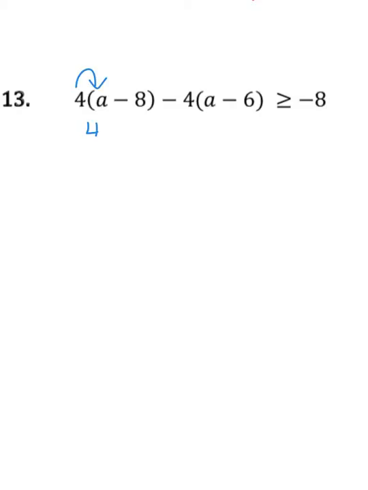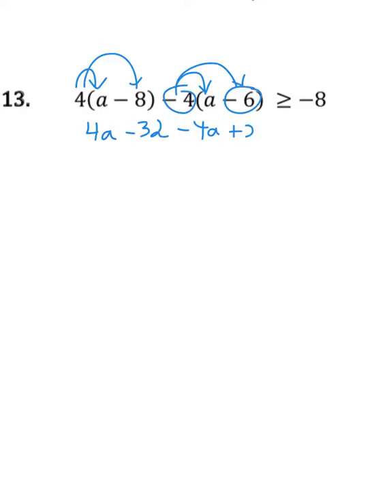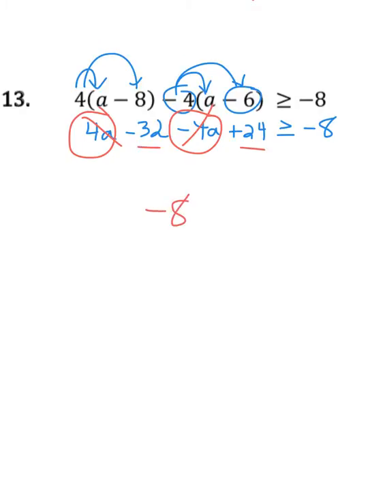Distribute. 4a minus 32 minus 4a, and a negative times a negative is going to be a plus 24, negative 8. I'm going to combine this a with this a, and those cancel out. Whew. And this together is going to be a negative 8 greater than or equal to negative 8.